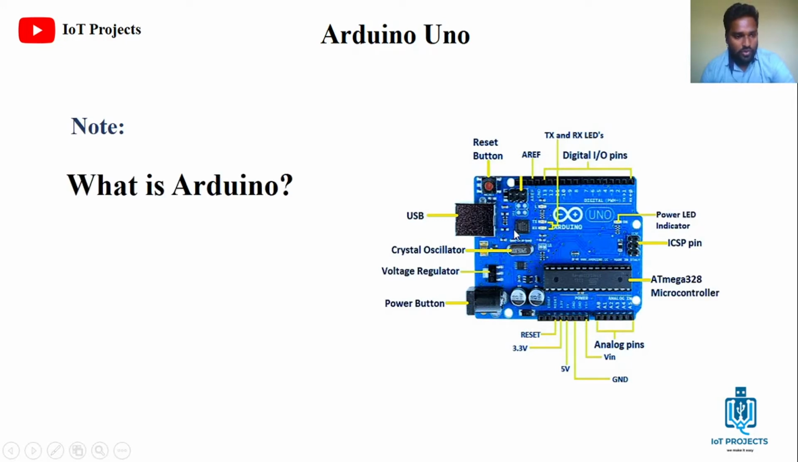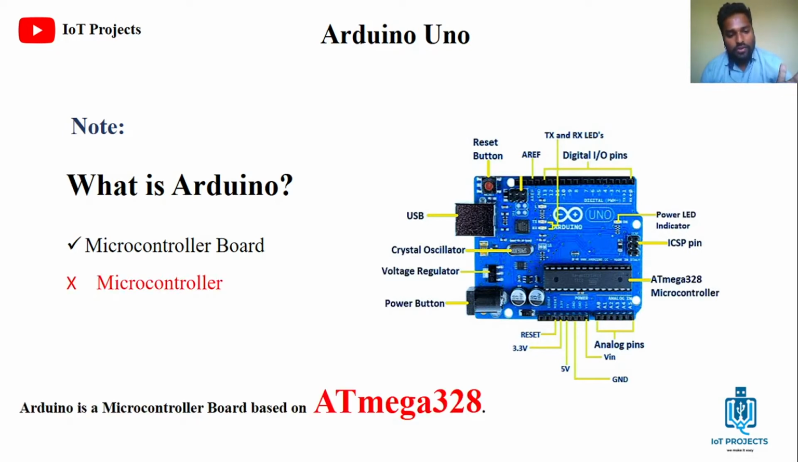Note first of all, what is Arduino. When we ask some people what Arduino is, they say Arduino is a microcontroller, and that is a very wrong thing. Arduino is not a microcontroller, it's a microcontroller board. It's a microcontroller board based on Atmega 328 or different types of ICs. This Atmega is actually the microcontroller, but Arduino is a microcontroller board.